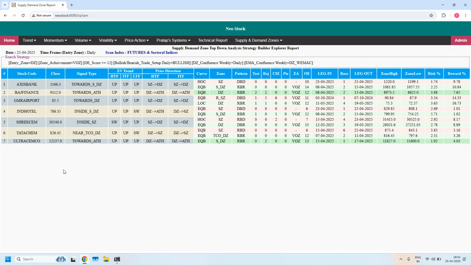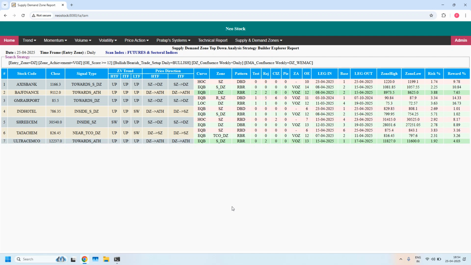Now we got 7 stocks, all 7. In all these 7 stocks, the daily zones are overlapped with the weekly zone, and that weekly demand zone is having weekly EMA confluence. That way we are saying these 7 stocks have a higher probability to get success. Okay, this is LTF and ITF demand zone confluence and ITF EMA confluence.